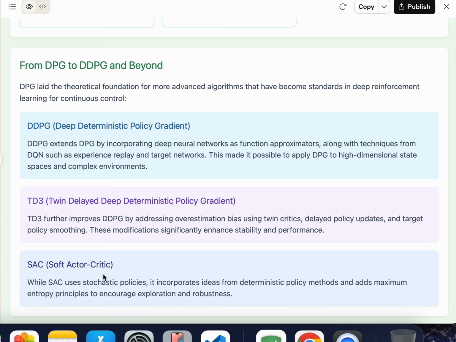And there is SAC, Soft Actor-Critic. Now, this is not deterministic, it is a stochastic method, but it borrows some structure from deterministic methods and adds a different idea, entropy. It encourages exploration by not just looking for actions with high value, but also trying to stay uncertain for longer. That helps avoid premature convergence. So overall, DPG is the starting point. And if you get these down, it becomes easier to move on to more advanced actor-critic methods later.